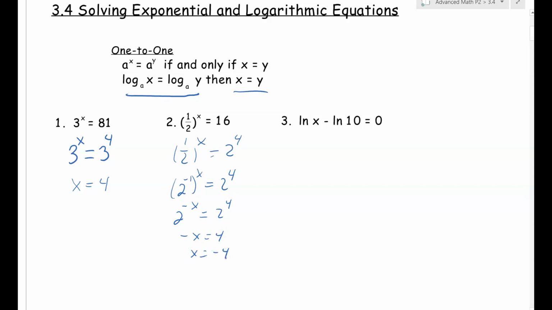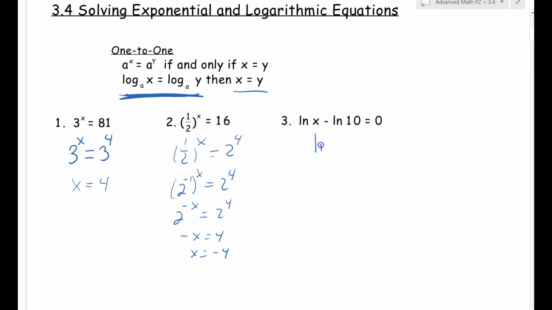Okay, so that's the idea. The idea that I'm trying to show you here is if you can change the bases to be exactly the same thing, you can just set the exponents equal to each other. Okay, and this last one here of a one-to-one is a logarithm one. And so what we want to do there is get it to look like this up here.